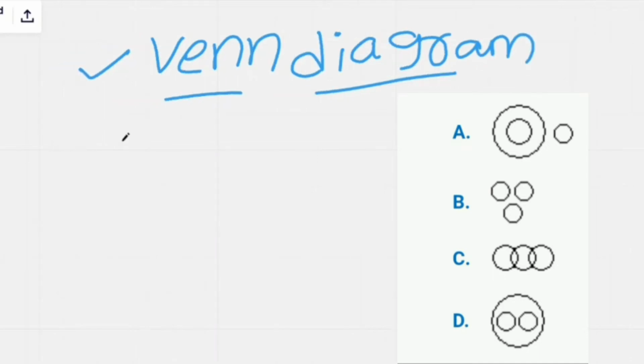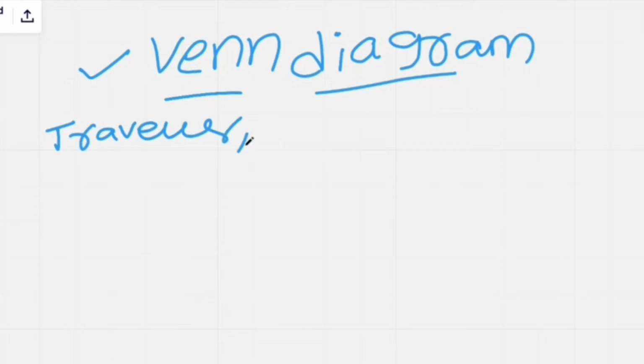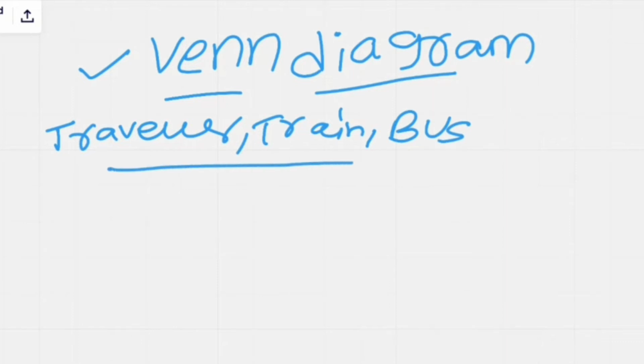Okay, let's see the first example. They gave a question like this in a previous year exam: traveler, train and bus. These three items are given, and they ask you to pick the best diagram among the options given below. You need to draw your own Venn diagram and try to pick your answer.